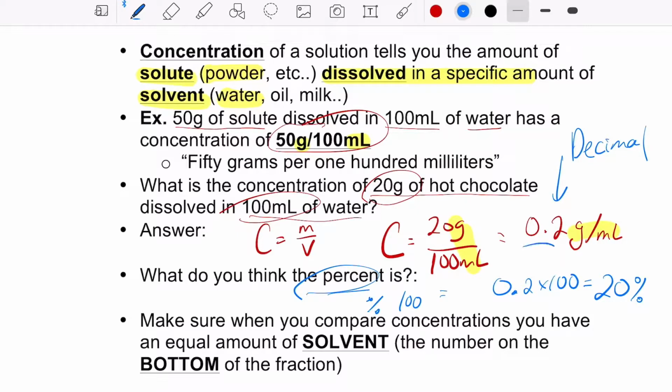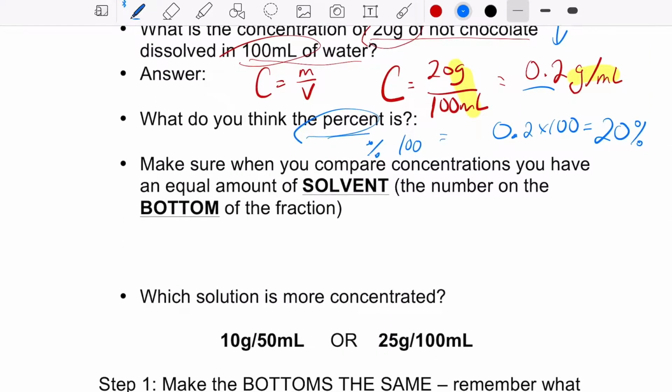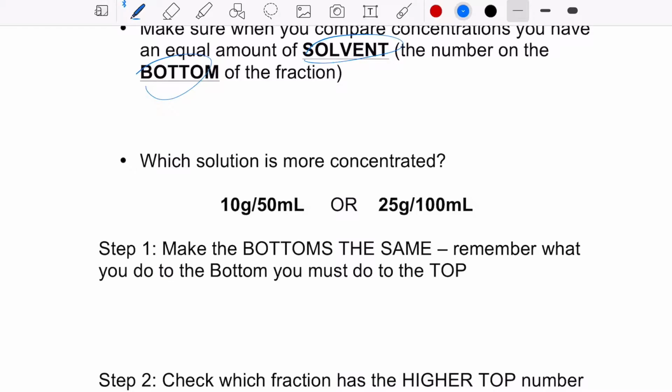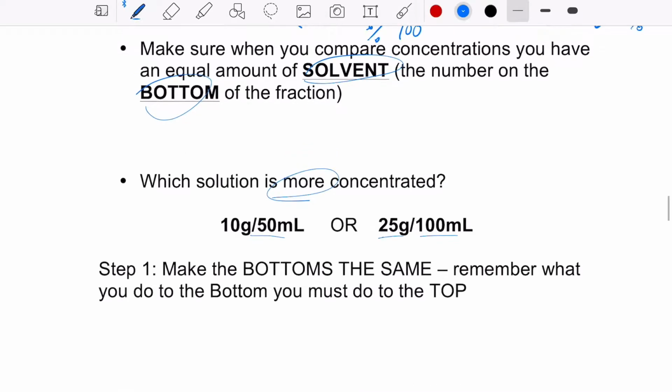0.2, which was right here, times 100 to get the percentage. Make sure that when you compare concentrations, you have an equal amount of solvent, the number on the bottom of the fraction. So if you're doing a comparison like 10 grams over 50 milliliters or 25 grams over 100 milliliters, and I want to know which one's more concentrated, there's a few ways we could do this. The first way is making the bottoms the same.